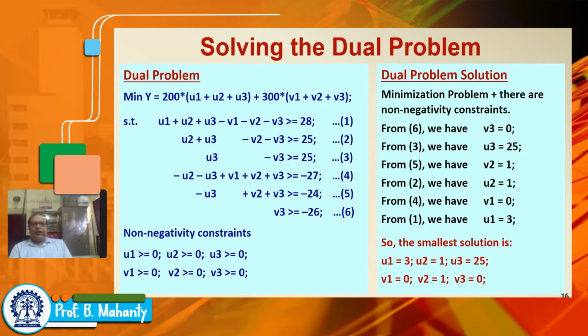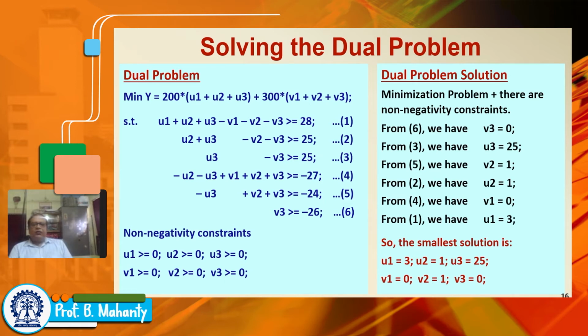Now go to constraint 3. In this, U3 minus V3 should be greater than or equal to 25. Yes or not? So since V3 is 0, then U3 should be greater than or equal to 25. That means the minimum possible value of U3 will be 25. So like this, you can try to get the smallest solution of this particular problem, and you come up with U3 equal to 25, then you go to constraint 5. Now you already know U3 which is 25, and V3 which is 0. So from here we can compute V2 equal to 1.